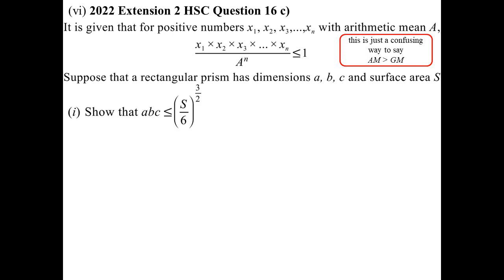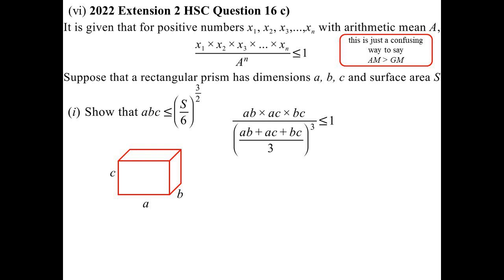Why? Okay, show this. ABC will be less than or equal to the surface area divided by 6 to the power of 3 on 2. You probably knew that straight away. You looked at it, obvious. There's a rectangular prism. I drew it because I thought that's where I'm going to start. Don't know if it helped me much by having the picture, but it felt good. Nice little picture. I know the surface area will be 2 times AB plus AC plus BC.